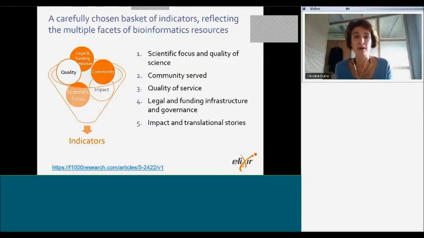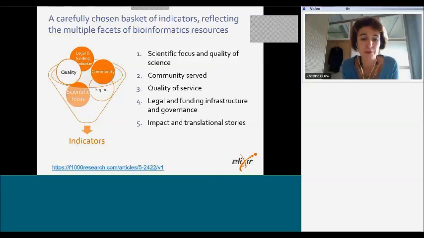So let's have a look at the indicators that will be used to identify the bioinformatics resources. The indicators have been grouped in 5 categories, and you have a link on the bottom of the slide that brings you to the full publication where all the indicators are described.